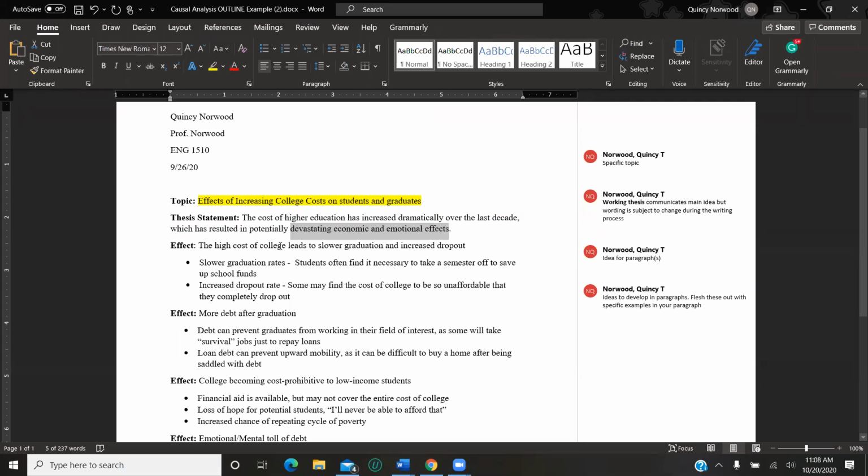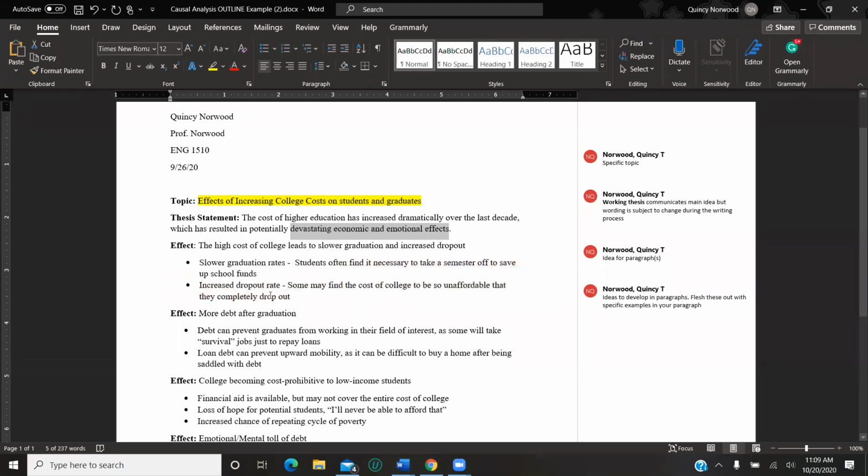Yeah. All right. Now, okay, I got my thesis idea, or better yet, I have my topic. Now I have my thesis idea. Even though I may word it a bit differently, now I'm thinking, okay, what are the effects? The high cost of college leads to slower graduation and increased dropout. Now I got a couple bullets here to develop this, and I might have to develop this in a few paragraphs, which is fine. So this could be one paragraph about how increased college costs lead to slower graduation rates, and then it could lead to increased dropout. And what I was talking about earlier about paragraph unity, you wouldn't want to put both of these ideas in the same paragraph. So you can fully develop each of these points in separate paragraphs.